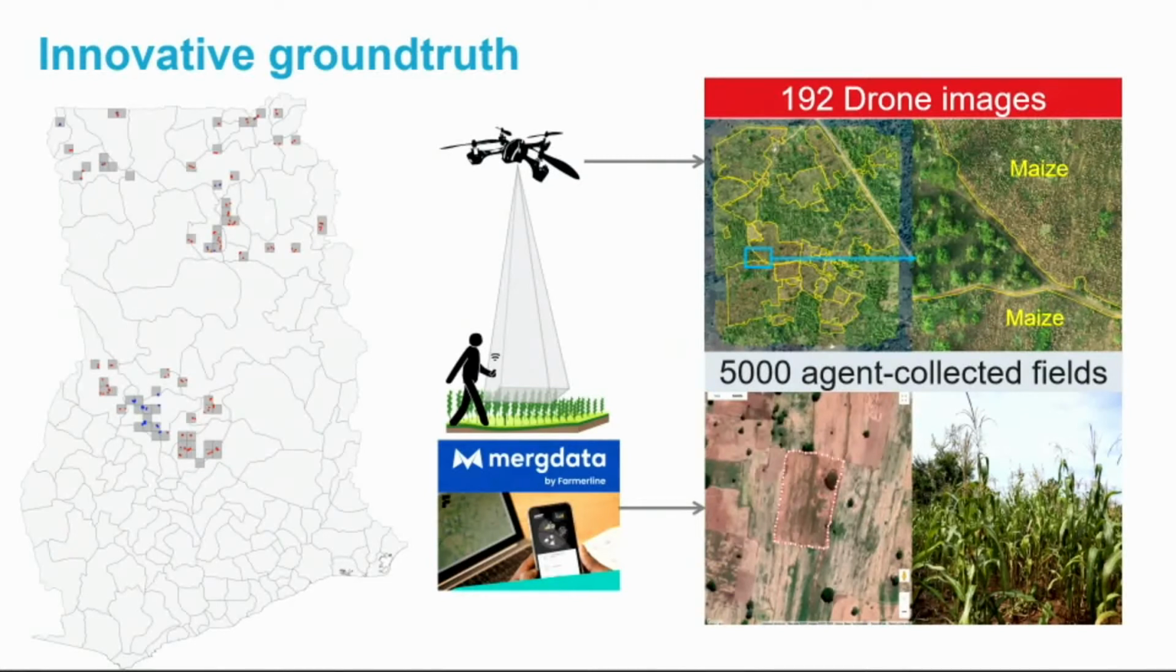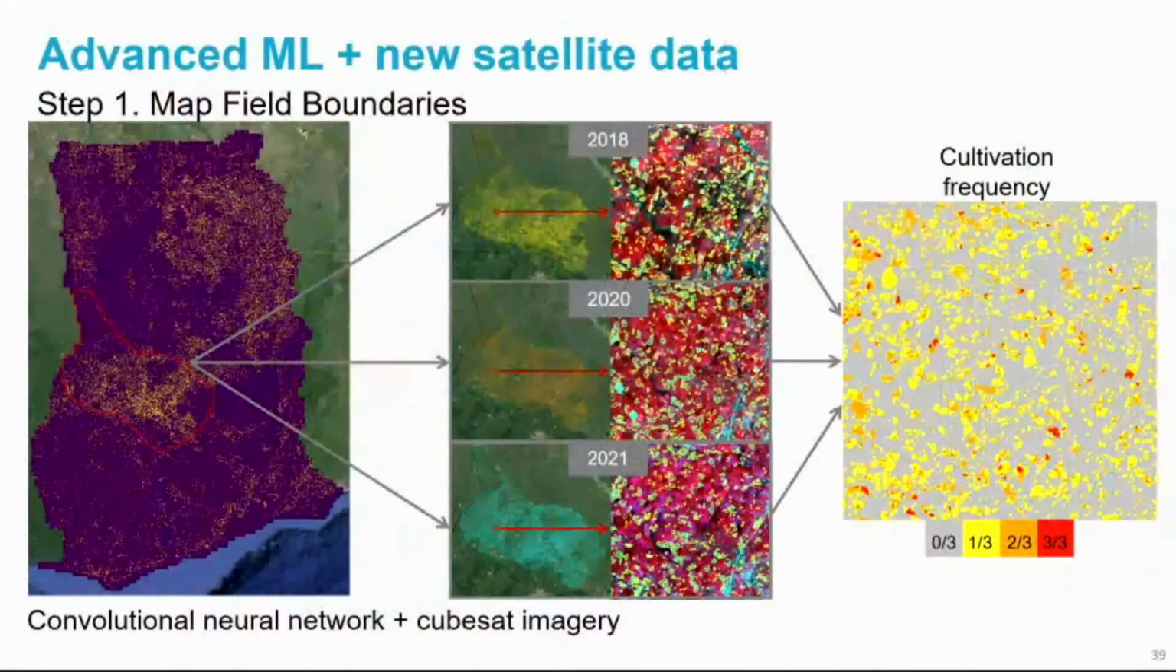So we harmonize those 2 data sets based on where the field agents' work and the drones overlap. And then we use that as training data, and those are the blue points there, the areas of overlap. We use those data to train our machine learning algorithms. So this has 2 steps. The first step is an approach that we've developed over the past several years, which allows us to map the boundaries of individual fields at the country scale on an annual basis.